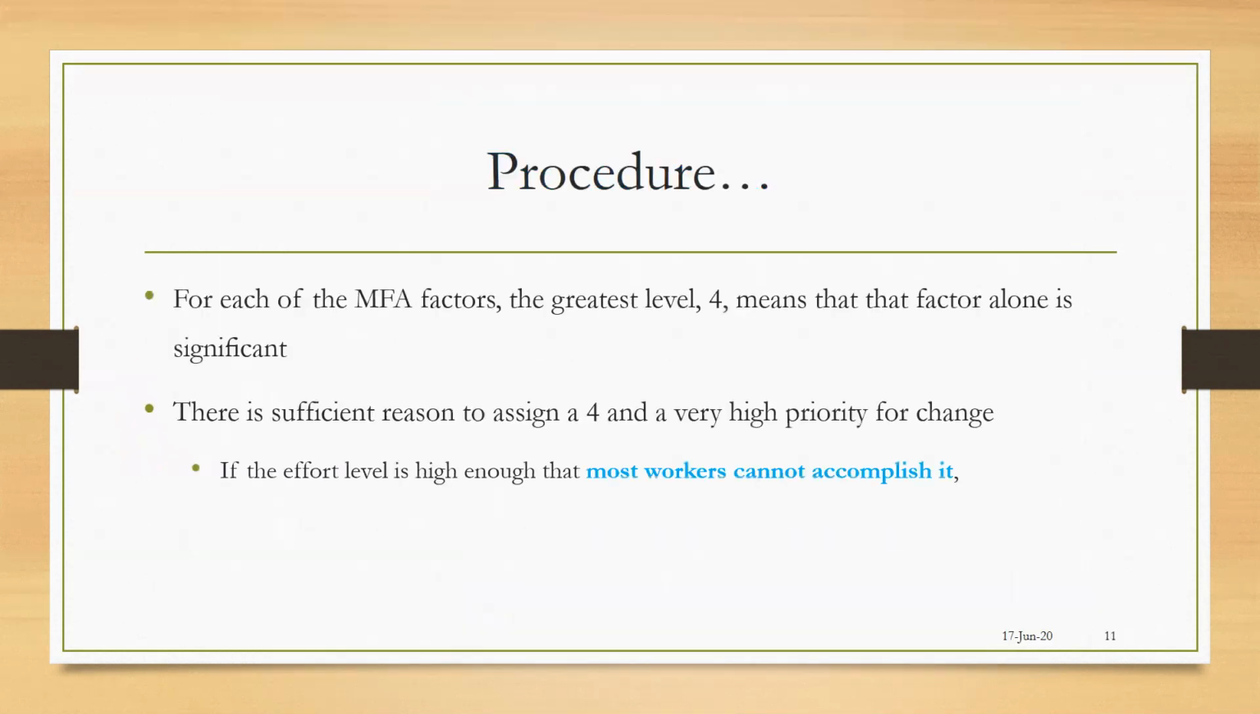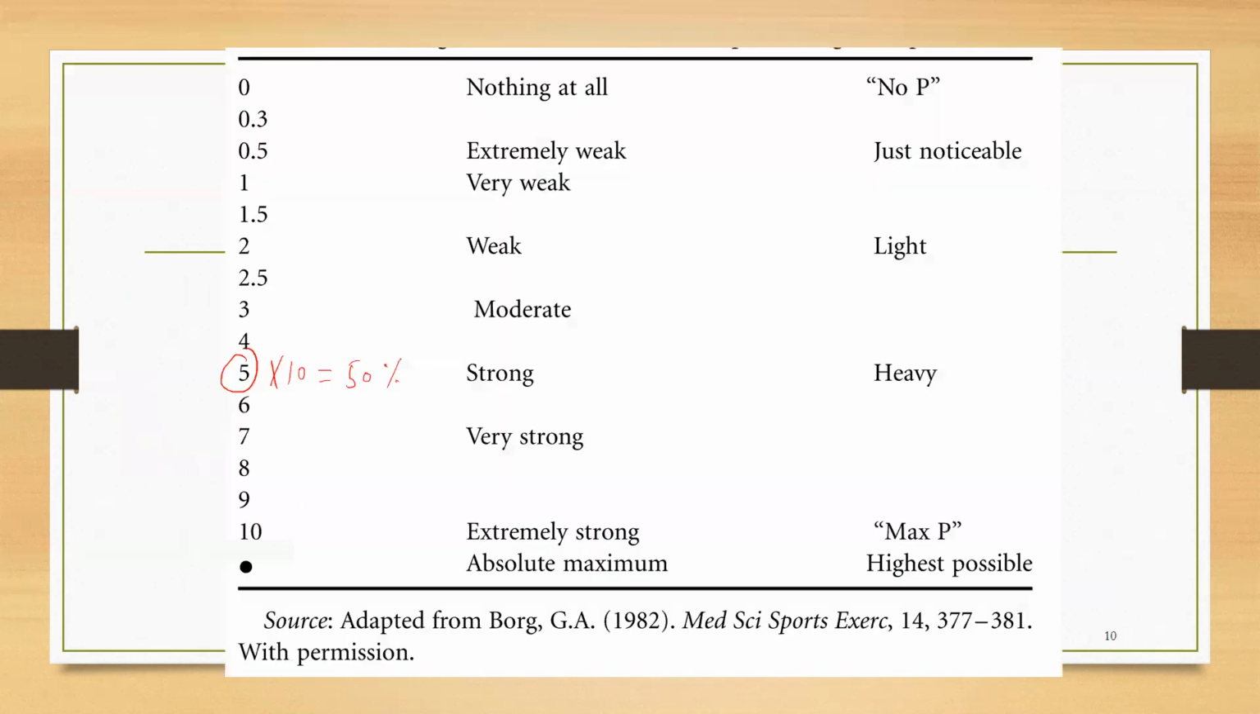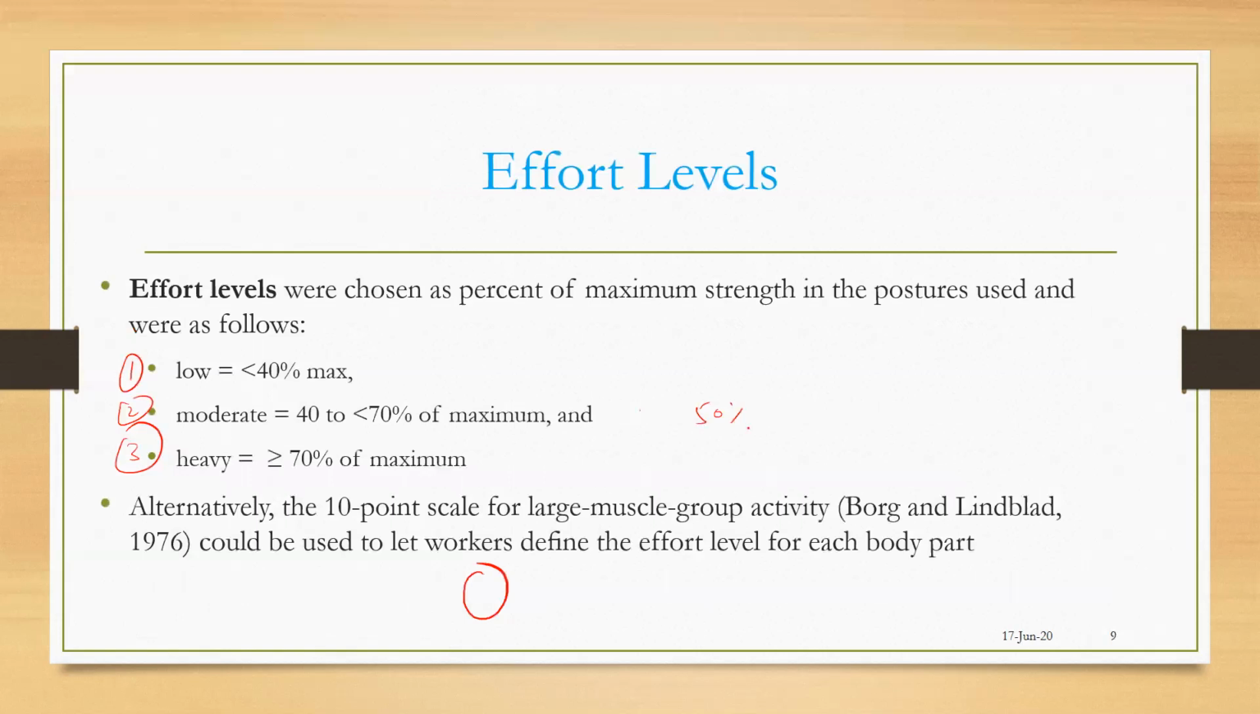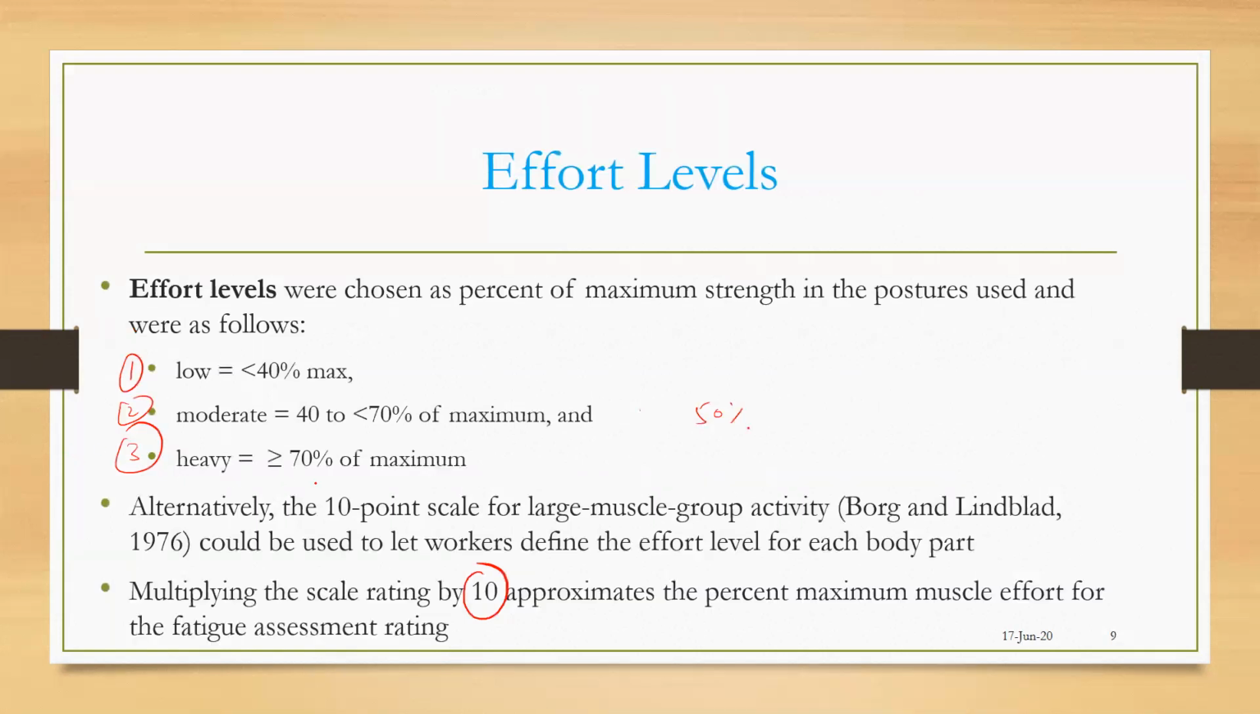For each of the MFA factors, the greatest level is 4. That means that factor alone is significant. So I'll come back to this point. There is sufficient reason to assign a 4 and a very high priority for change if the effort level is high enough that most workers cannot accomplish it. So for effort level, the first factor, if that is greater than 70%, then we will assign a score of 4.